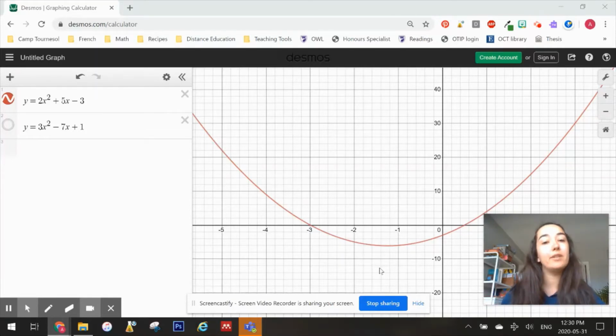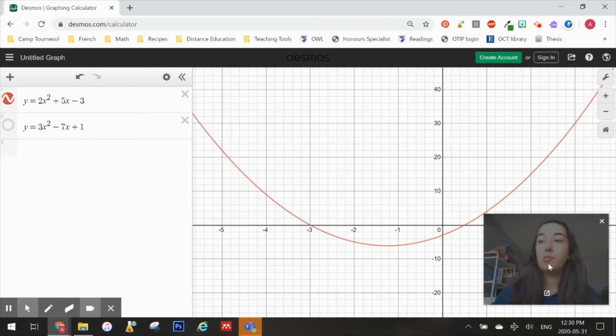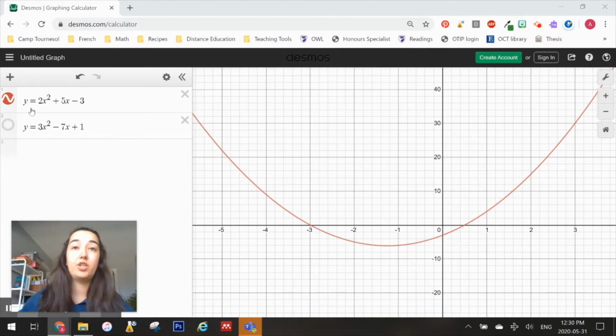Okay, folks, so before we dive into this quick lesson about using the quadratic formula to solve, I'm just going to justify why we need to use it. You could be presented with a parabola such as y equals 2x squared plus 5x minus 3. Graphing that, we can pretty easily see that it does indeed intersect the x-axis twice, which means that it is going to have two values for x when y is equal to 0.